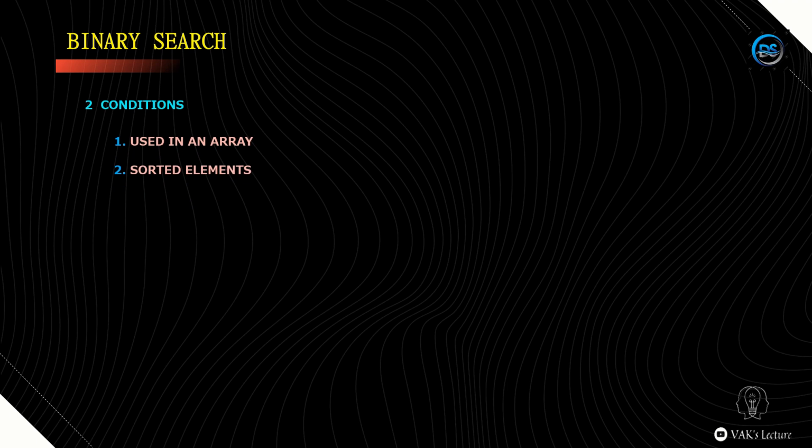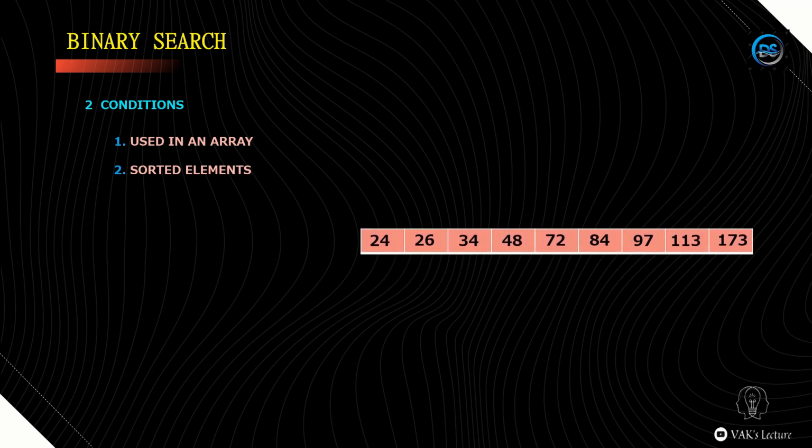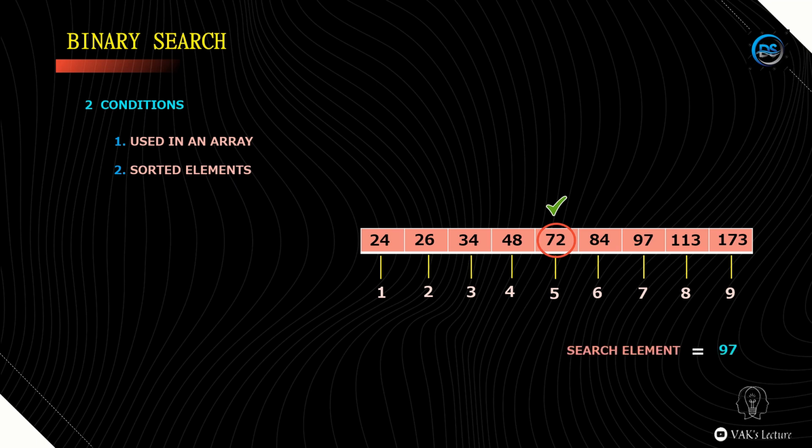Otherwise, we can't. Its working principle is that we always start searching for the element from the middle. That means first we will find the middle element of the list and compare it with the desired element. If the mid element of the array matches it, that's okay. Otherwise, we already know that our list is a sorted one. Suppose the element that we want to search is greater than the mid element. So obviously we will start searching on the right side. If the searching element is less than the mid element, then we will start searching on the left side.